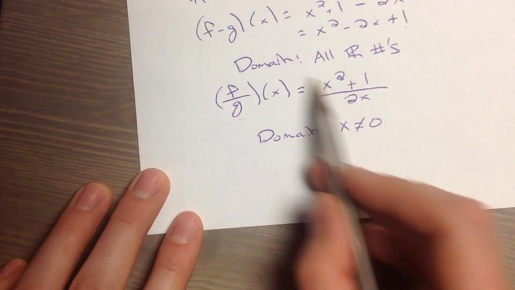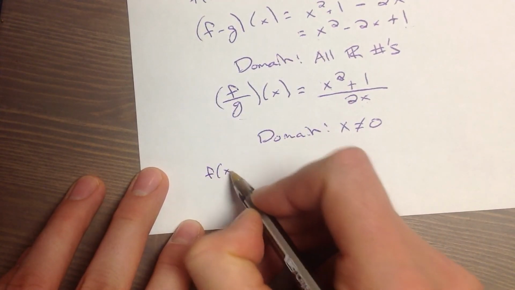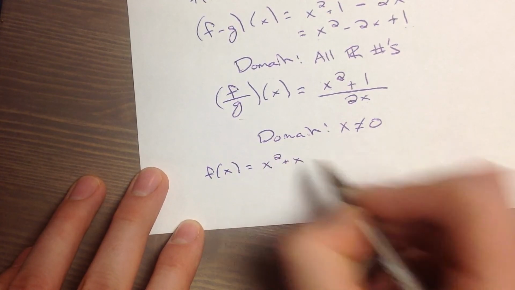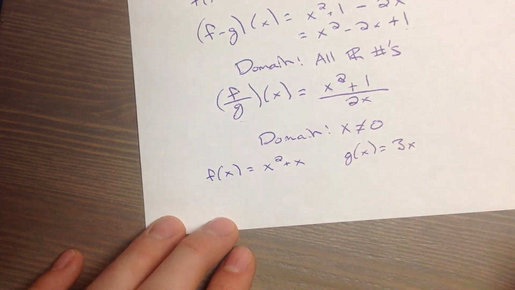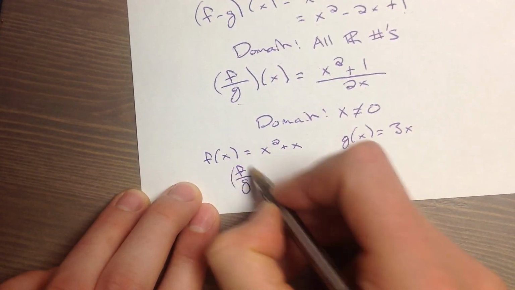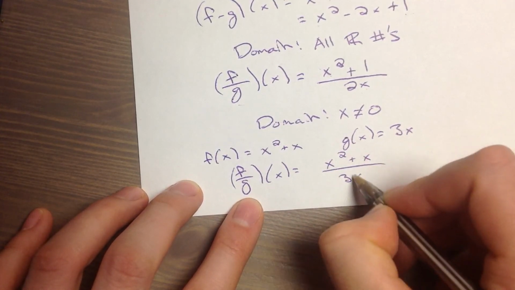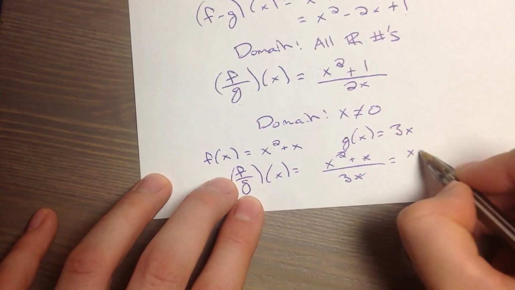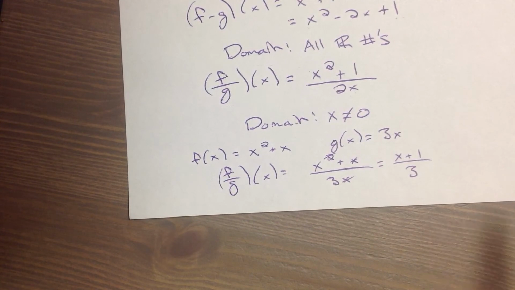Let's say we were talking about the same idea of the divide, and we were given the functions f of x equal to x squared plus x instead of plus 1, and g of x is equal to 3x. So really similar. And we created a divide. So we have x squared plus x over 3x. They all share an x in common, so one of the x's cancels, and I'm left with x plus 1 over 3.